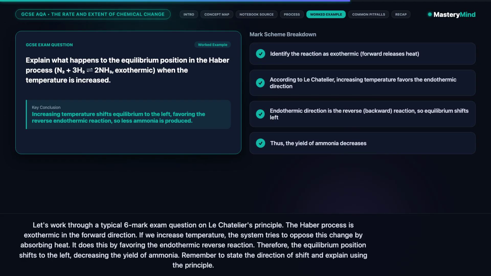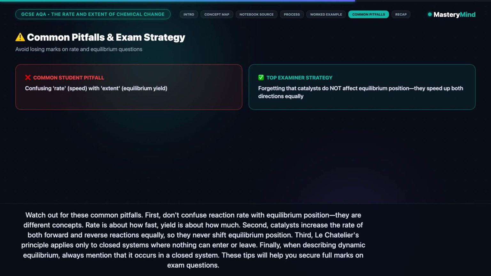Watch out for these common pitfalls. First, don't confuse reaction rate with equilibrium position, they are different concepts. Rate is about how fast, yield is about how much. Second, catalysts increase the rate of both forward and reverse reactions equally, so they never shift equilibrium position. Third, Le Chatelier's principle applies only to closed systems where nothing can enter or leave. Finally, when describing dynamic equilibrium, always mention that it occurs in a closed system. These tips will help you secure full marks on exam questions.